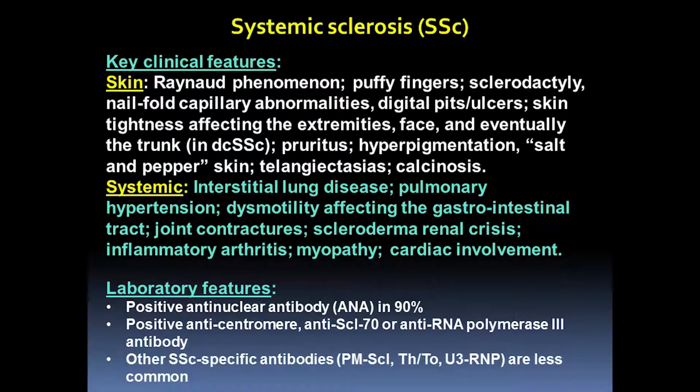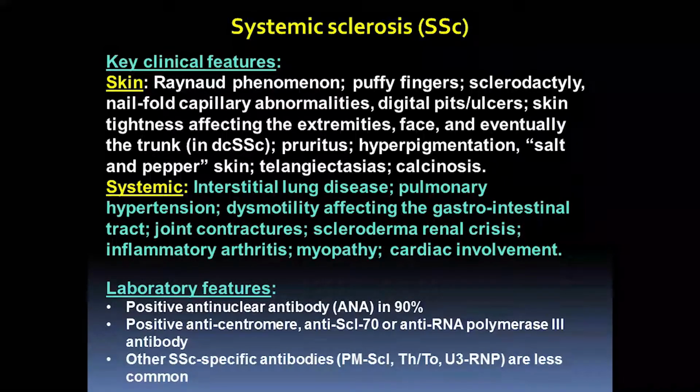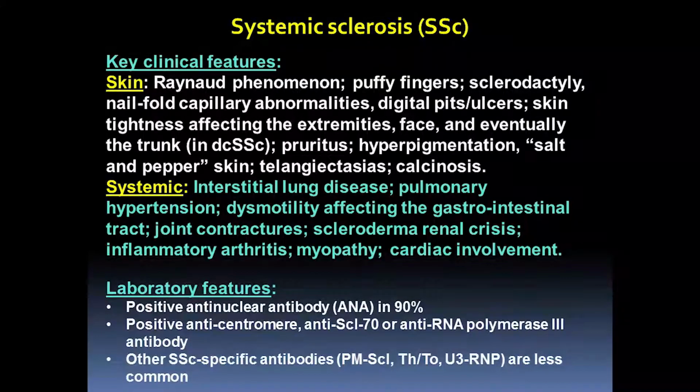These autoantibodies can help us recognize this entity and also put patients in different categories. The centromere antibody is typically associated with limited cutaneous systemic sclerosis, whereas Scl-70 and RNA polymerase III antibodies are typically associated with diffuse scleroderma. The other scleroderma-associated antibodies are PM-Scl, Th/To, and U3 RNP, and there are a few others. These are much less commonly encountered.